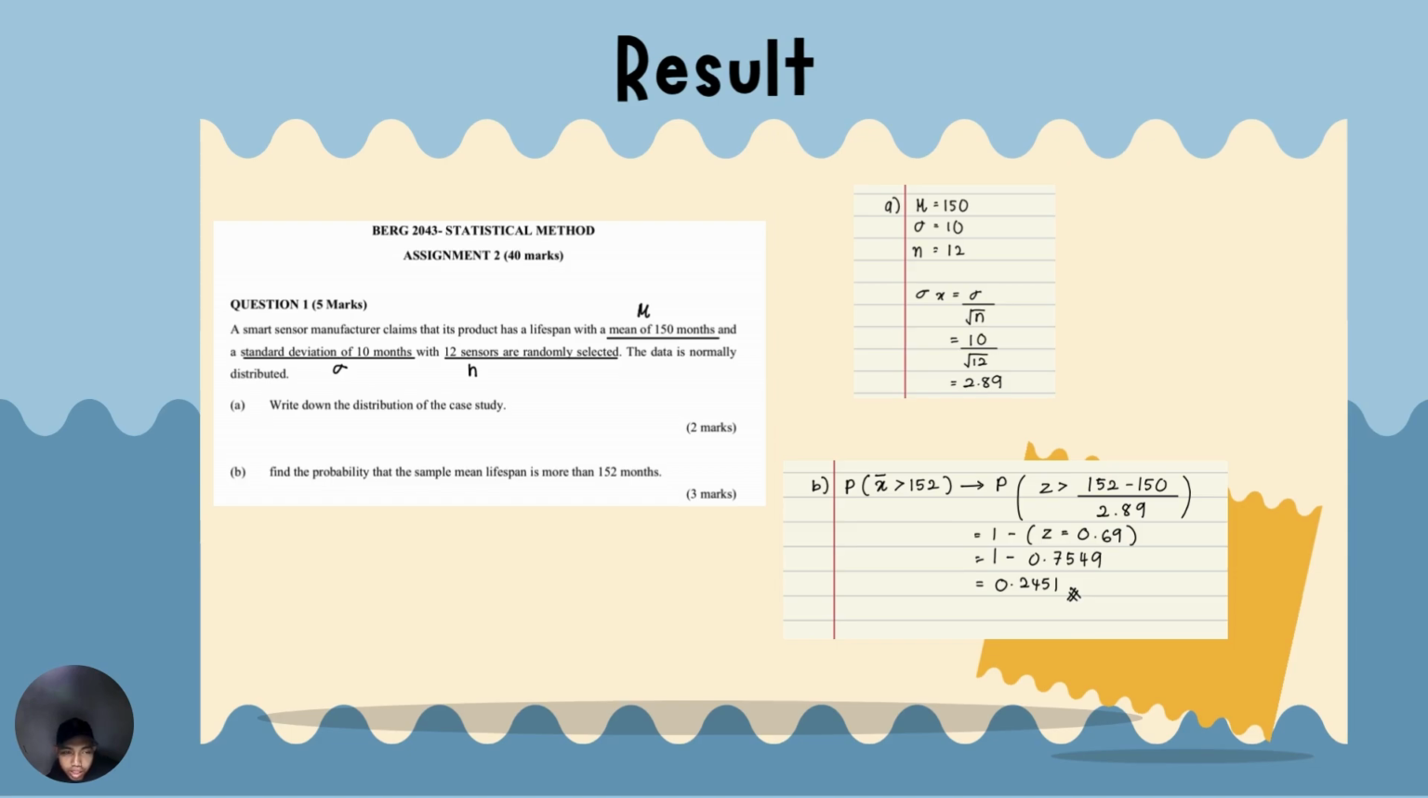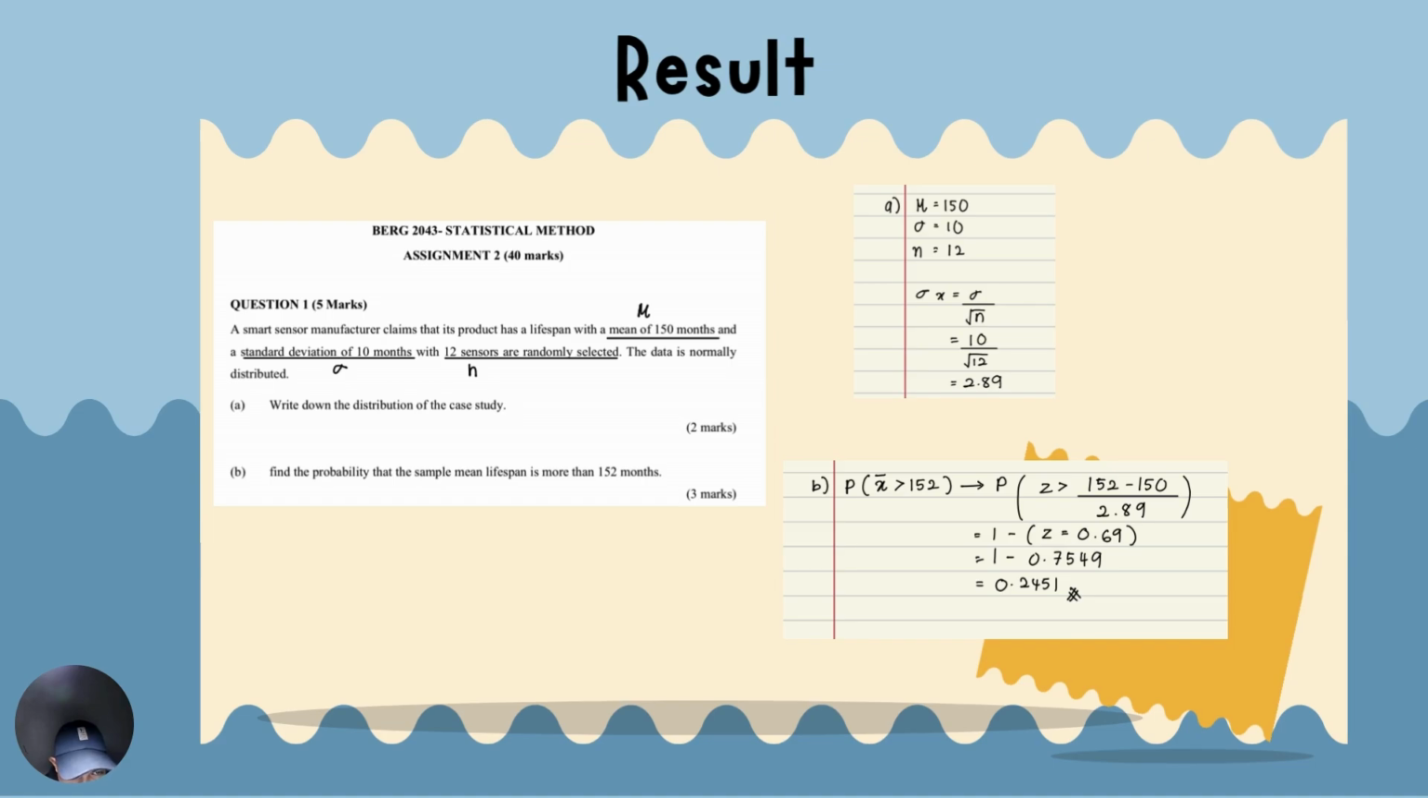We look at question A. Write down the distribution of the case study. The formula of the sampling distribution is sigma divided by square root n. The answer is 2.89.